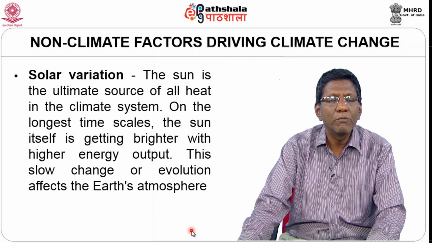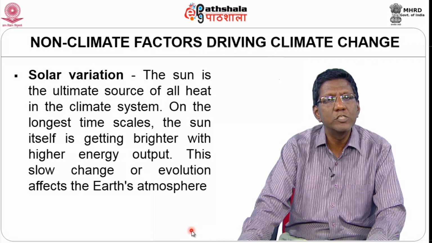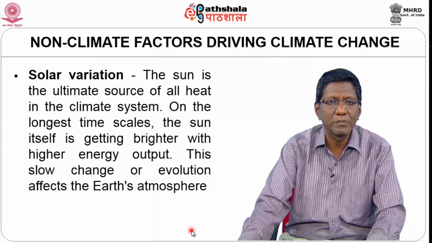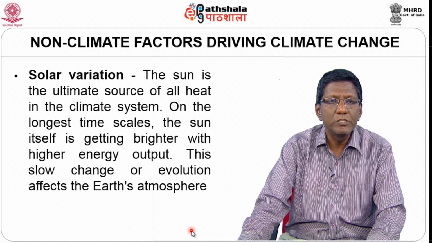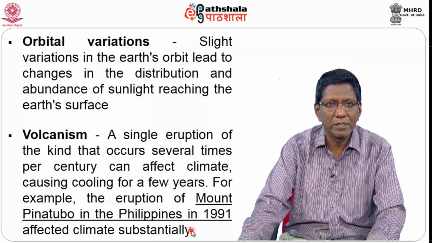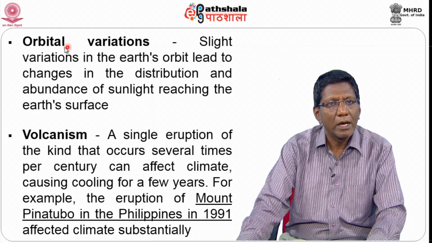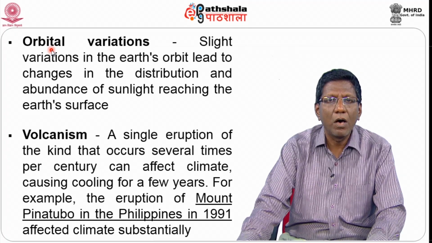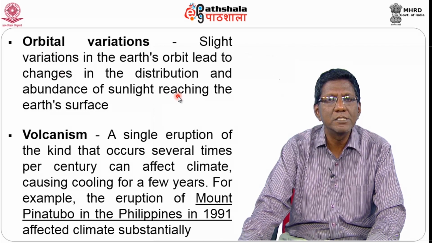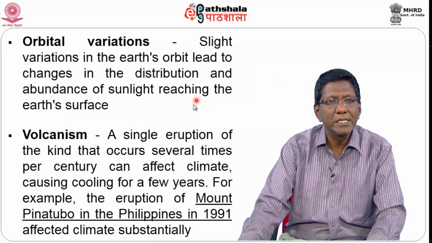Take solar variation. The sun is the ultimate source of all heat in the climate system. On the longest time scales, the sun itself is getting brighter with a higher energy output. This slow change or evolution affects Earth's atmosphere. Even orbital variations. Slight variation in the Earth's orbit leads to changes in the distribution of the abundance of the sun's light reaching the Earth's surface.